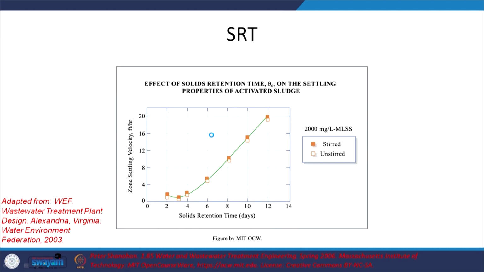Okay, let's move on. One aspect, as we see, for a particular range, this is not for the entire range: the effect of solid retention time on the settling properties of activated sludge, right? In the typical range, zone settling velocity, you want it to be pretty good. And you see that with increasing SRT, you get better settling characteristics. But again, there is going to be an upper limit. This is the case for 2000 milligram per liter of MLSS, or mixed liquor suspended solids.